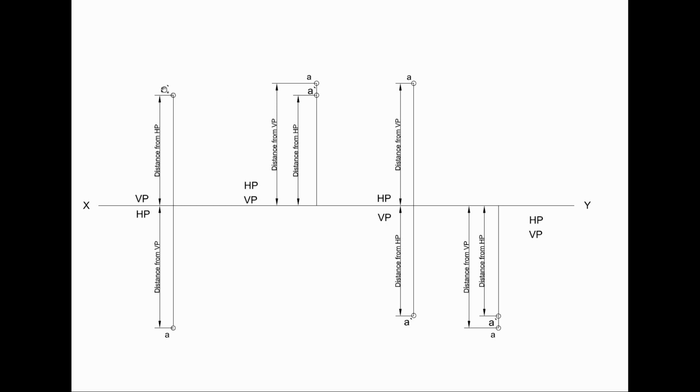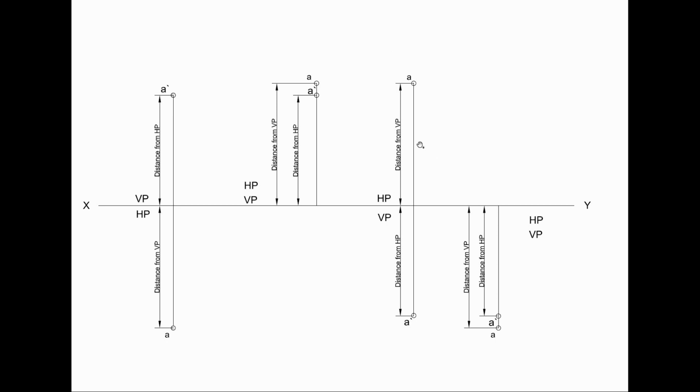You have A prime, which is the front view, above the XY line, and the distance from the HP is marked above the XY line. The top view is below the XY line, and the distance from VP is marked below the XY line. If you move to the second quadrant, you can see that both HP and VP are above the XY line, and the front view and top view are both above the XY line. A prime is marked here, which is the front view, and A is marked here, which is the top view. Distances from HP and VP are also marked here.